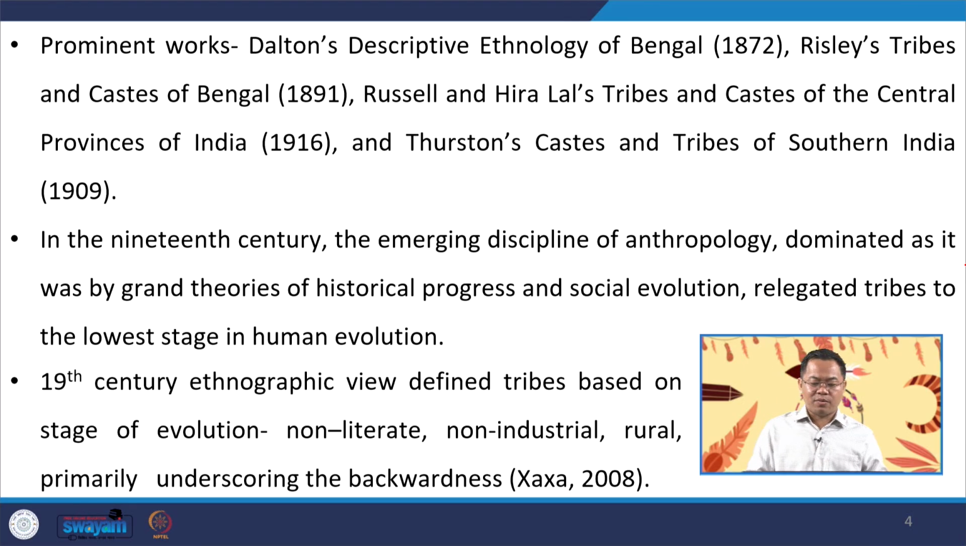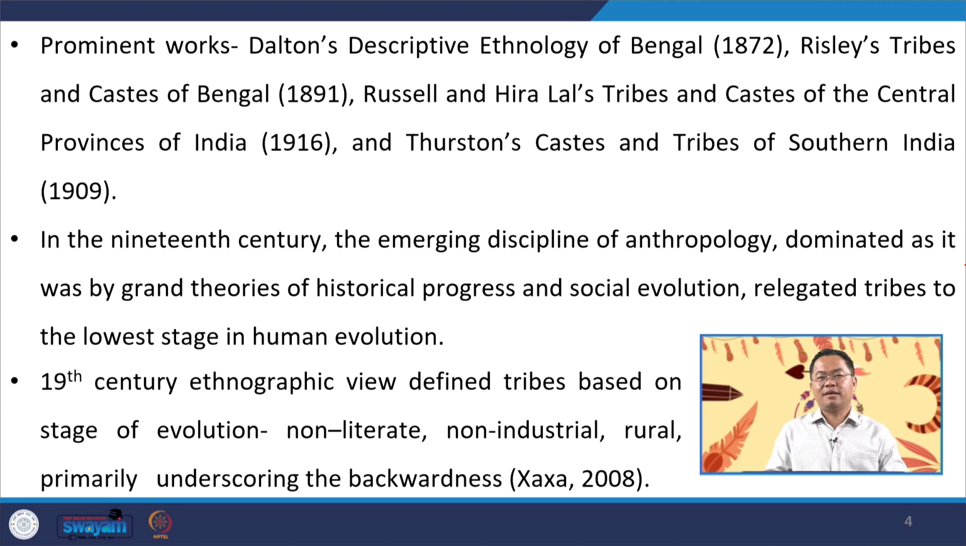Now, some of the prominent works include Dalton's Descriptive Ethnology of Bengal, Risley's Tribes and Castes of Bengal, Russell and Hira Lal's Tribes and Castes of the Central Provinces of India, and Thurston's Castes and Tribes of Southern India. Now, during the same period, the emerging discipline of anthropology was deeply influenced by the idea of historical progress and social evolution, which in other words was the dominance of evolutionary ideas.